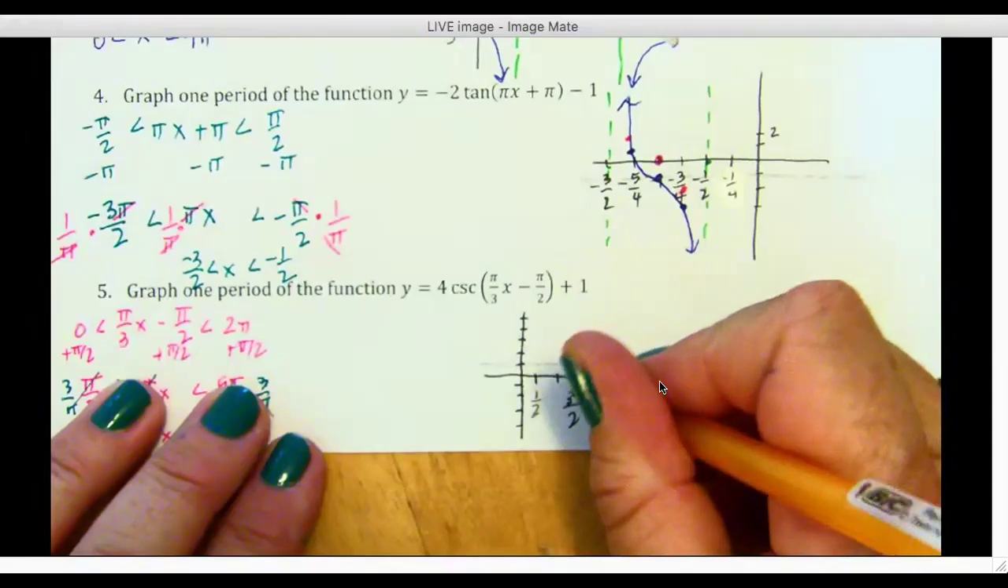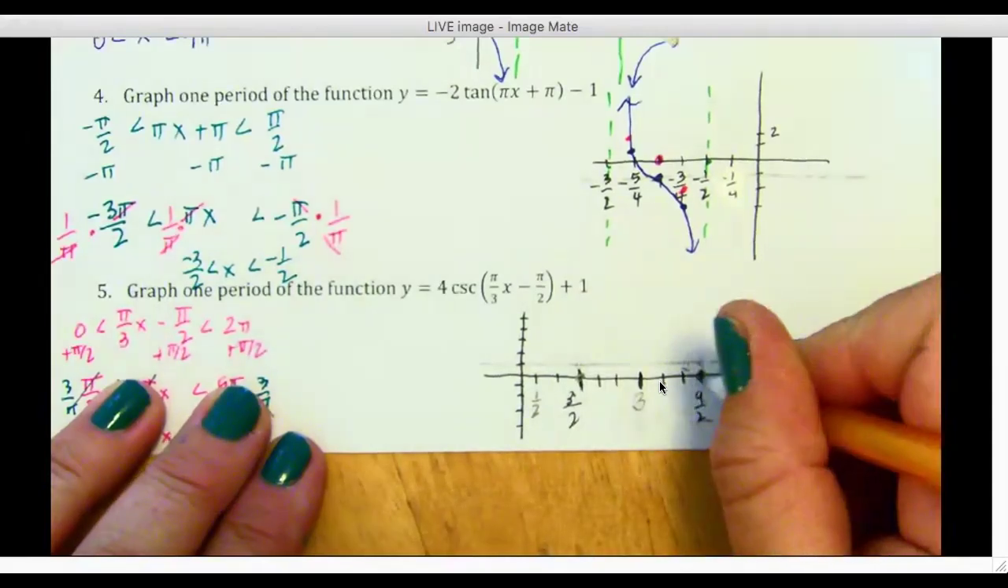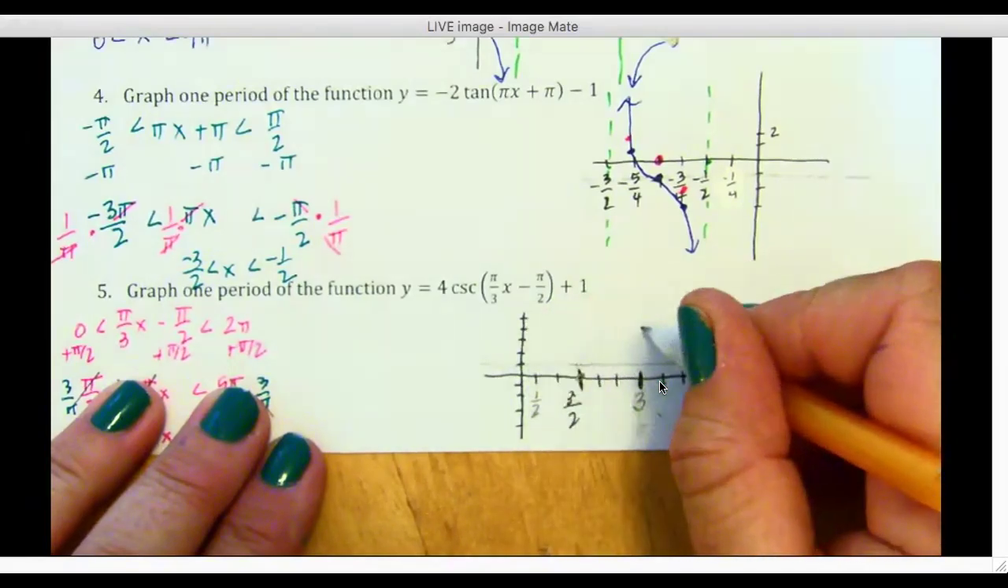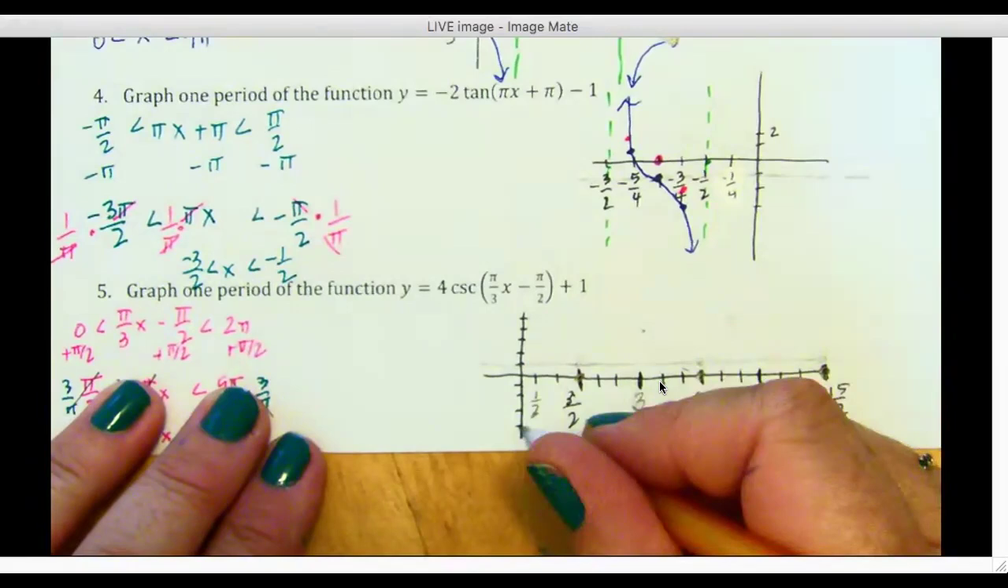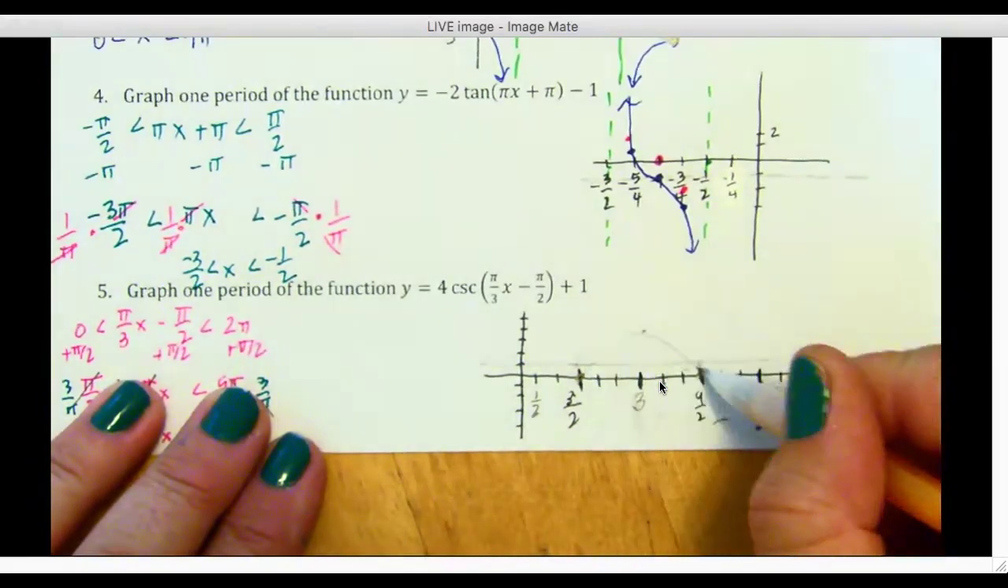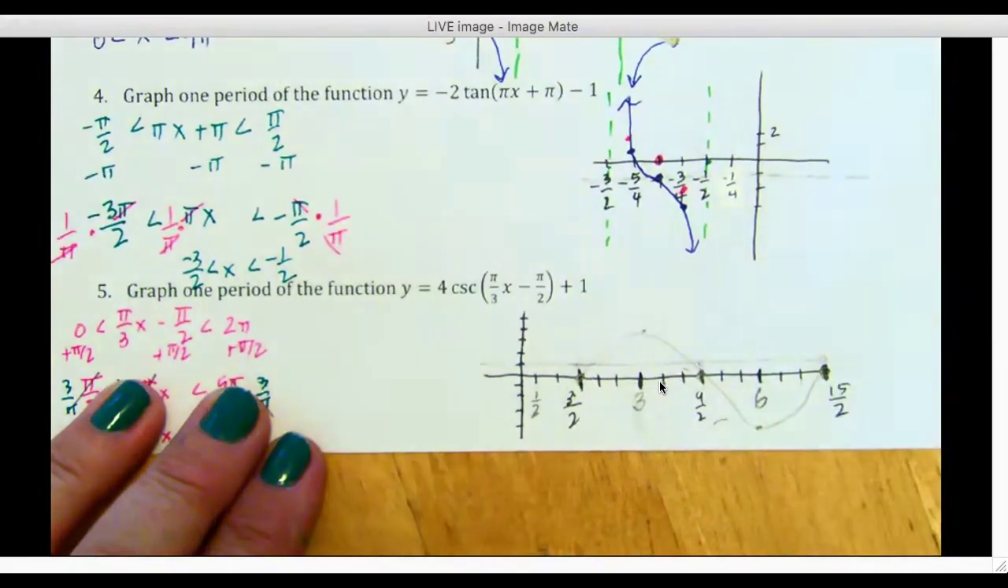So starts at 0, ends at 0, halfway is 0, and at the first quarter point is up at our maximum. And then at the third quarter point is down at our minimum. And there is my sine graph. But remember, that's not actually part of our answer. We're just using that for cosecant.